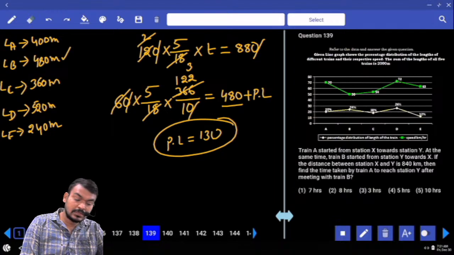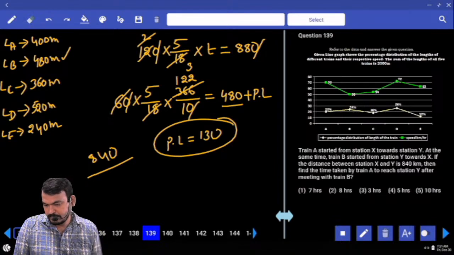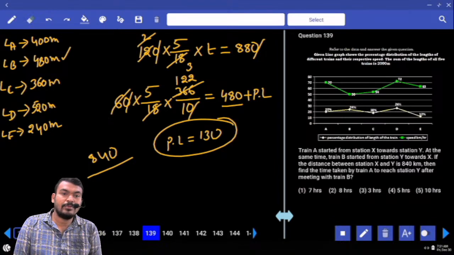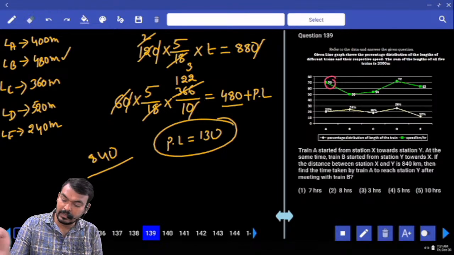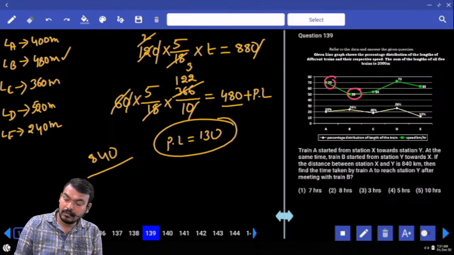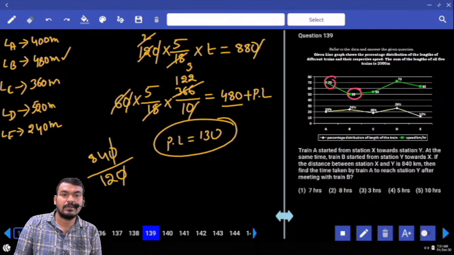Okay. What distance is given? 840, or not. Both are moving in which direction? Opposite direction or same direction? Opposite direction. What is the relative speed in the opposite direction? A's speed is 70, B's speed is 50. What is the sum of these speeds? 120, or not? 0, 0 cancel. 12 how many times? 7 times, or not? Means after how many hours they will meet? 7 hours, or not?